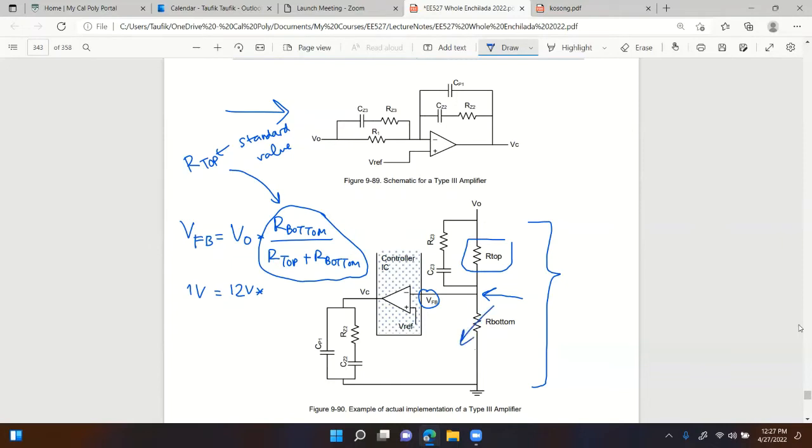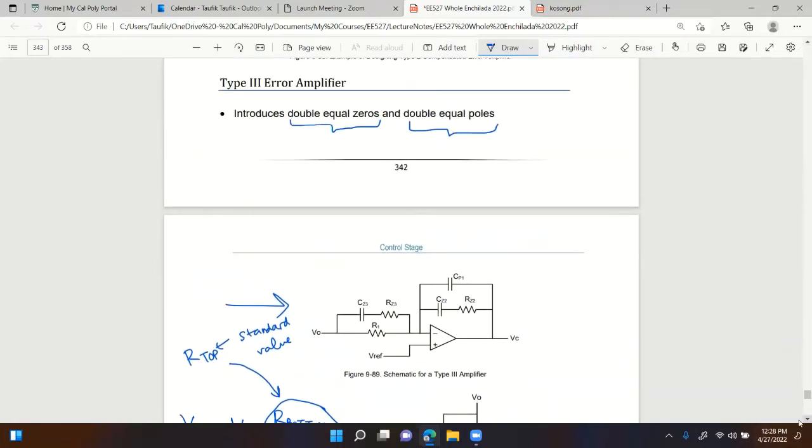So you can make this R bottom a potentiometer, because that way, as you are changing R bottom, you're not changing the loop. This is already fixed, so you're not changing R top. That's what I'm saying. Anytime you come across this issue of selecting R top and R bottom, make sure that R top is the fixed value. R bottom is the one that you can change around. Is that clear? That way you're not affecting the loop stability. Any question on this?